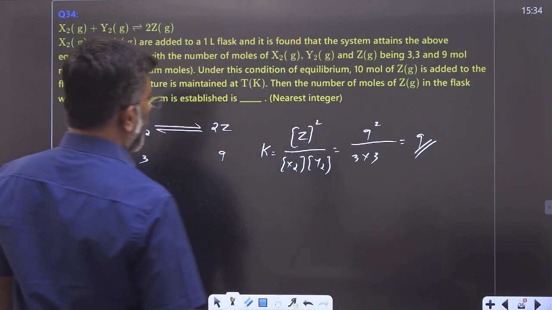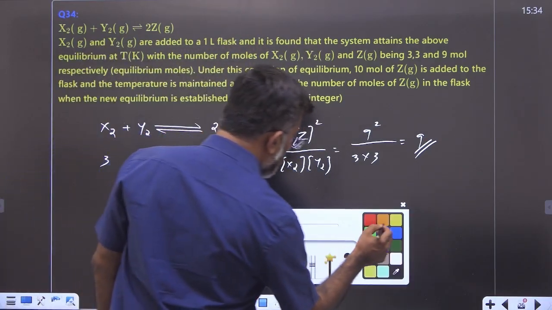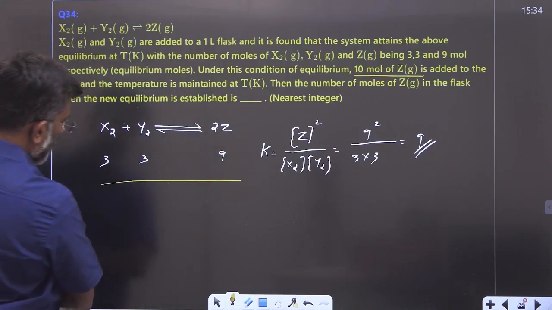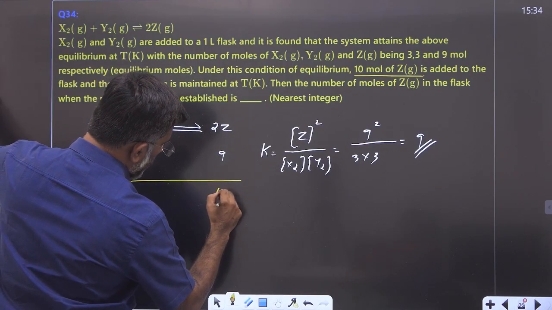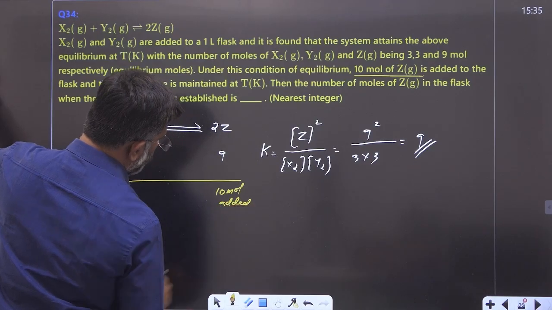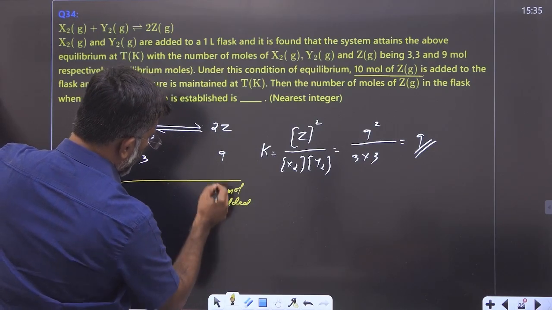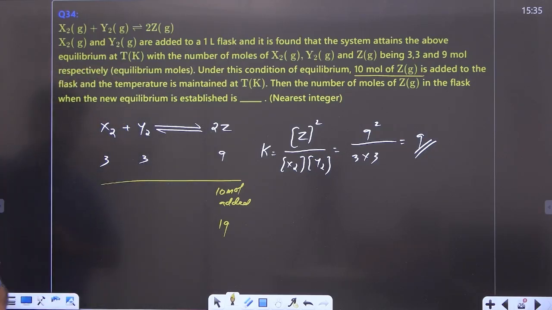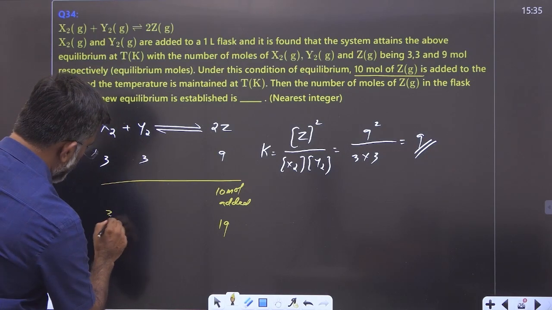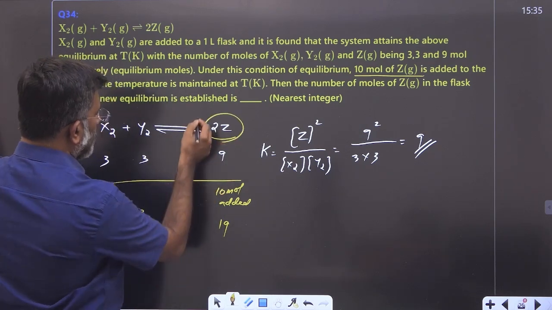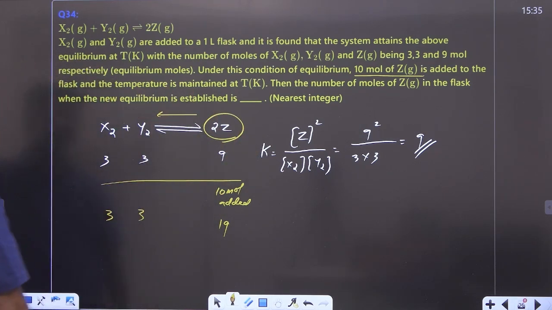Now we are adding 10 mole of Z. So the new quantity will be 9 plus 10, 19. Here it is 3, 3. Now what will happen is, since you have added something here, the equilibrium will be shifting to left side.